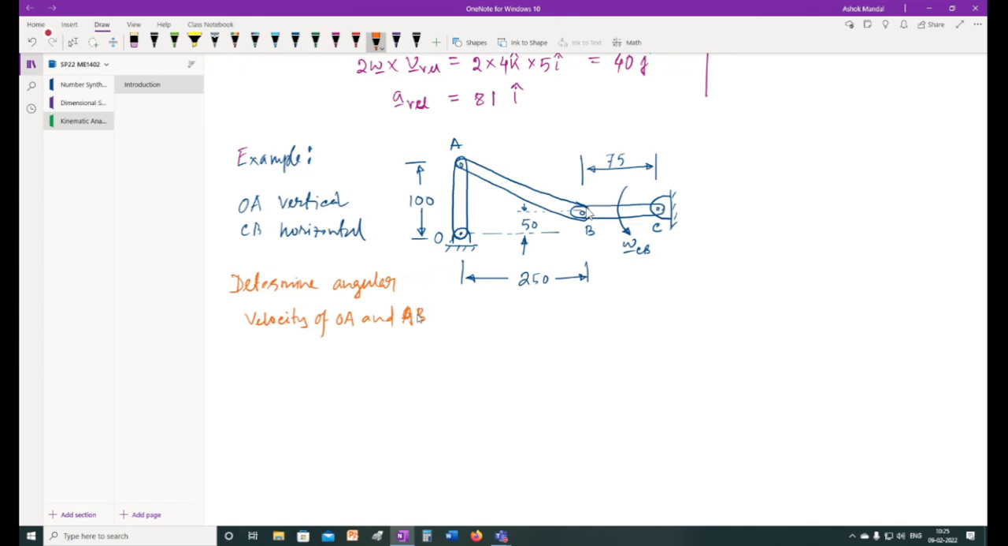You know how to graphically solve it, right? How to find out the angular velocities of OA and AB? How do you do it? In the graphical method, sir, first of all, we take the six length points as a single point, as given.